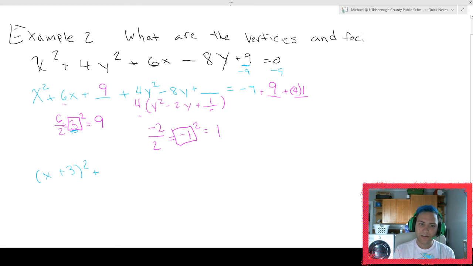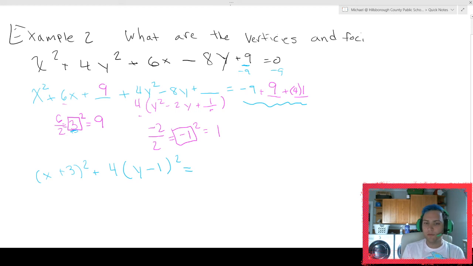Over here, when I factor this out, we're going to have a 4 on the outside. And we know it's going to factor into y minus 1, because negative 1 times negative 1 will make positive 1. Negative 1 plus negative 1 is negative 2. So y minus 1 squared. And it equals, on this side, we add this together. Negative 9 plus 9 is 0, plus 4 gives me 4.